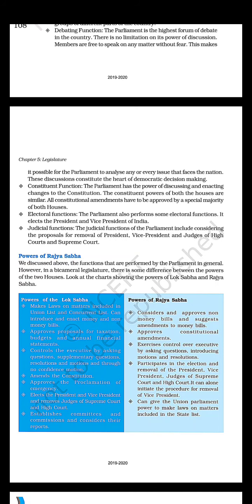For this, a 2/3 majority is needed to pass a law. There are three types of amendment. We will do it also in detail. Okay, the constituent power of both the houses is similar, and all constitutional amendments have to be approved by a special majority of both the houses.